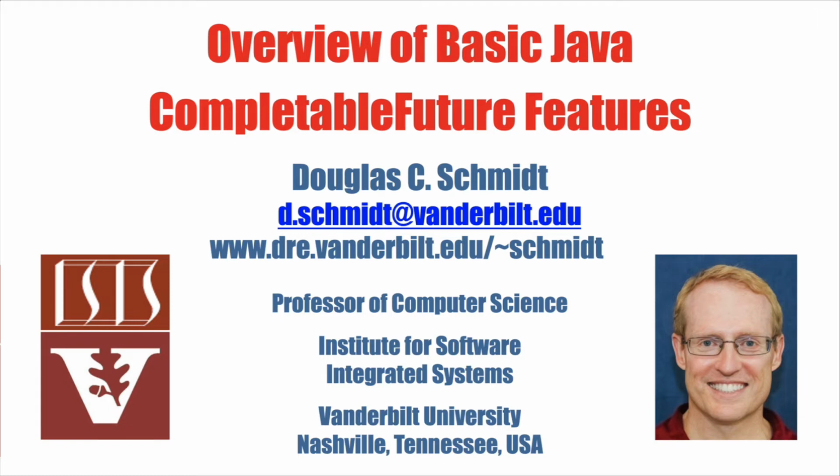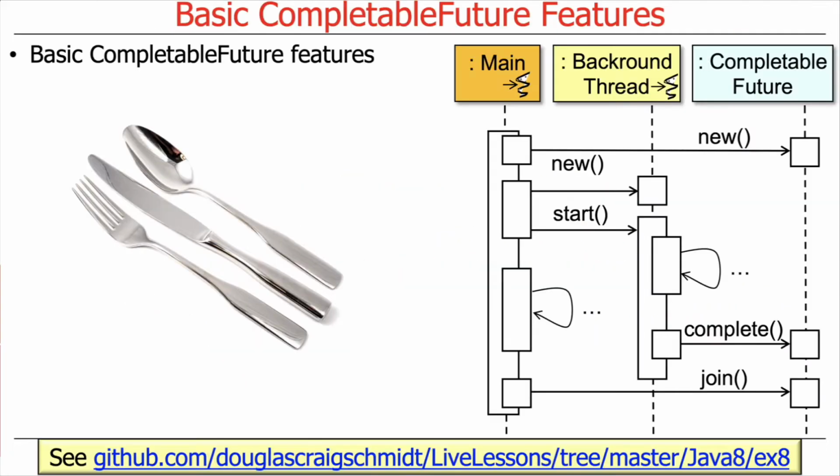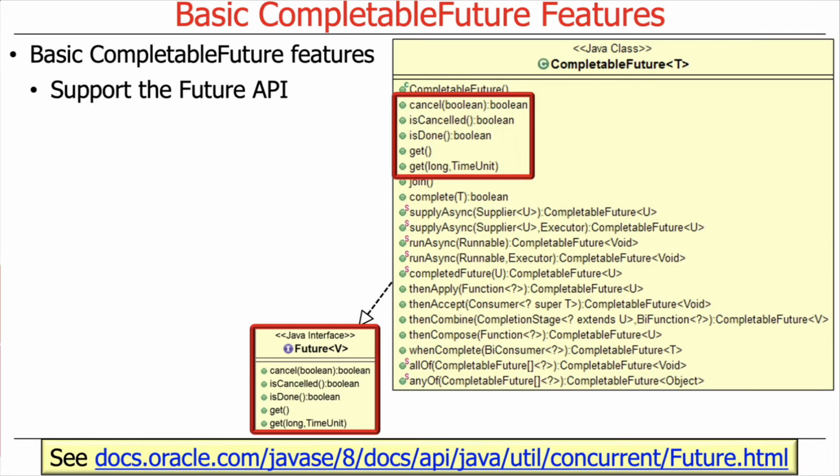What I'm going to do now is give you a quick tour through the basic Java CompletableFuture features. These are the ones that you get out of the box because CompletableFuture implements Future. They are not at all the be-all and end-all of CompletableFutures. And to make the example a little more interesting, we'll talk through some code from the EX8 folder in my GitHub repository just to show how things work.